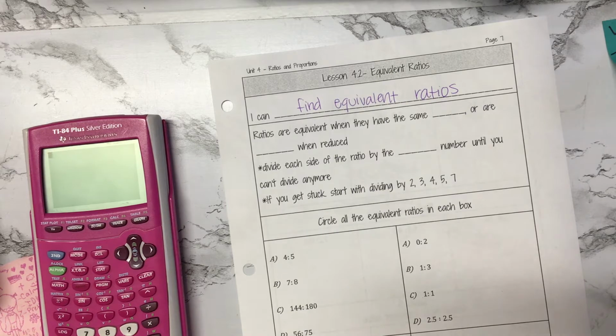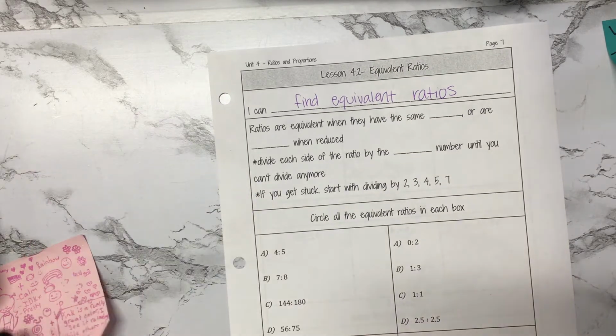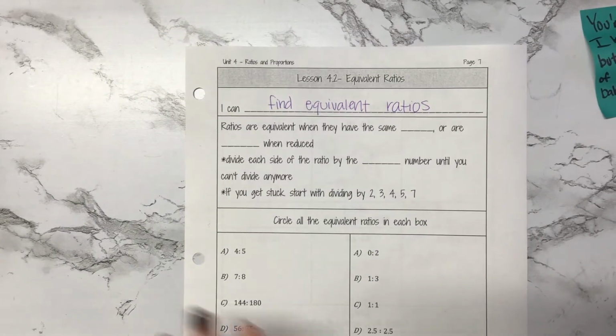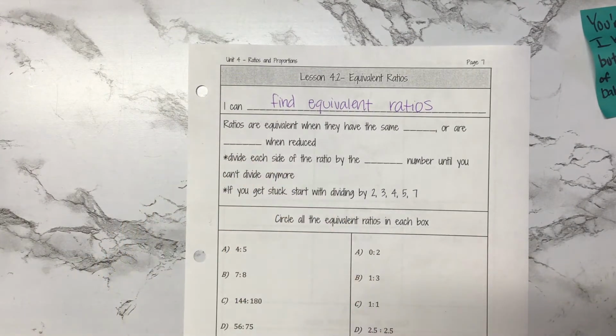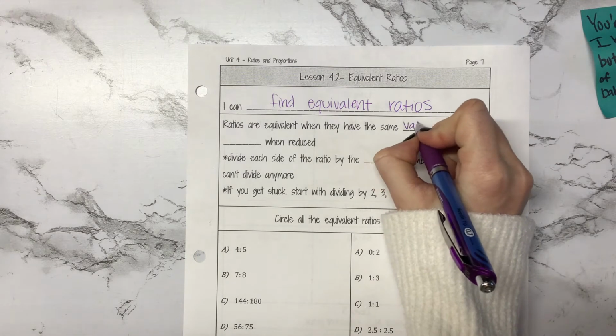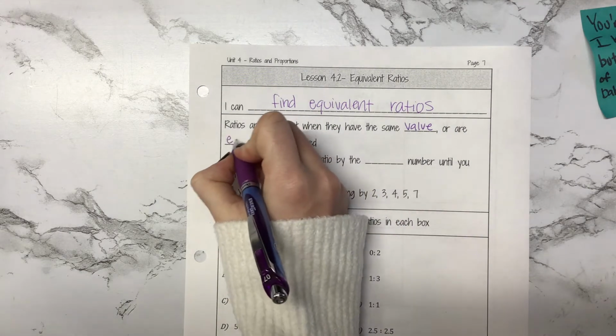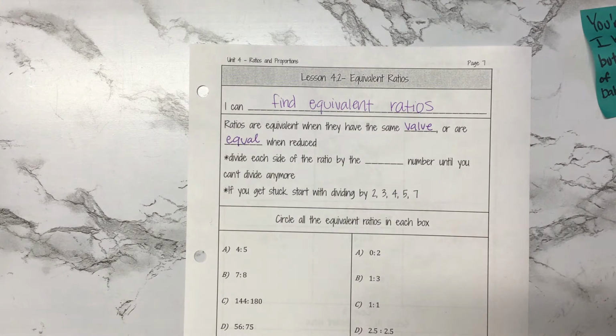All right, with our ratios, last time we talked about the value of the ratio, so when you write it as a fraction and then reduce it. Ratios are equivalent when they have the same value, when they are equal when reduced. So you're going to reduce both of them as much as you can, and if they equal the same thing, they're equivalent. Equivalent is just kind of a fancy math word for equals.